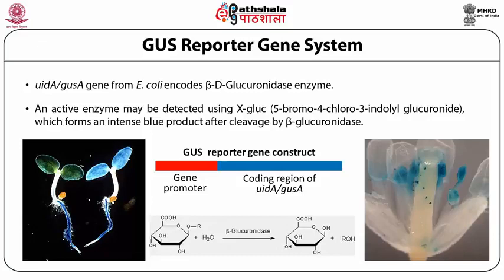And a cartoon is presented here. A promoter hooked up to the GUS gene can be expressed in the plants to produce a blue pigment in the plant upon addition of X-gluc. And the reaction is also shown here, how the X-gluc is converted to a blue product.